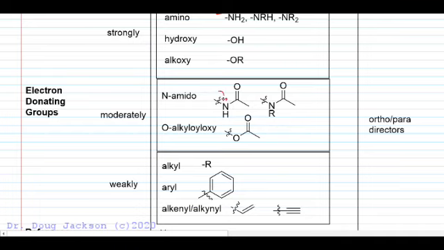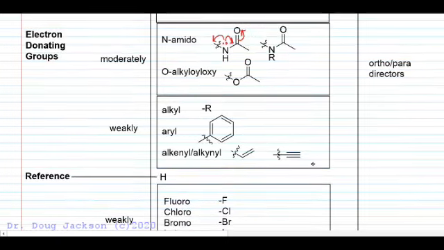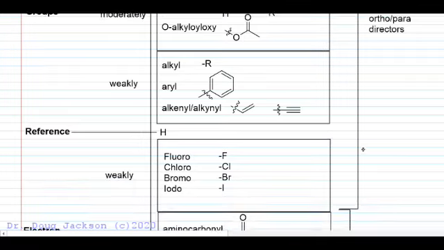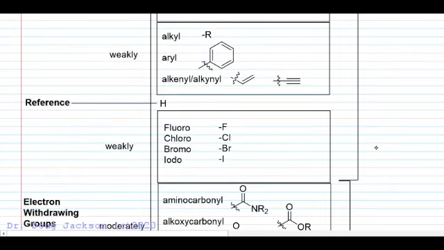Moderate donators are ortho-para directors that donate next door with a lone pair, but they also have that lone pair split with a neighboring electronegative atom, so there's not a full resonance towards the ring. A weakly donating group only donates through hyperconjugation and includes the alkyls, aryls, alkenyls, and alkynyl groups, so the hydrocarbon groups that are attached to benzene.